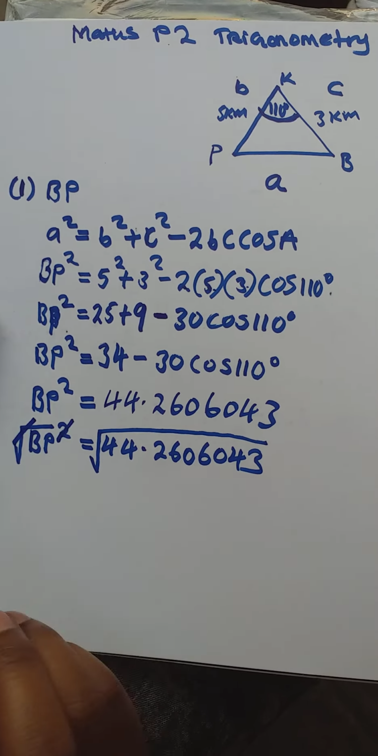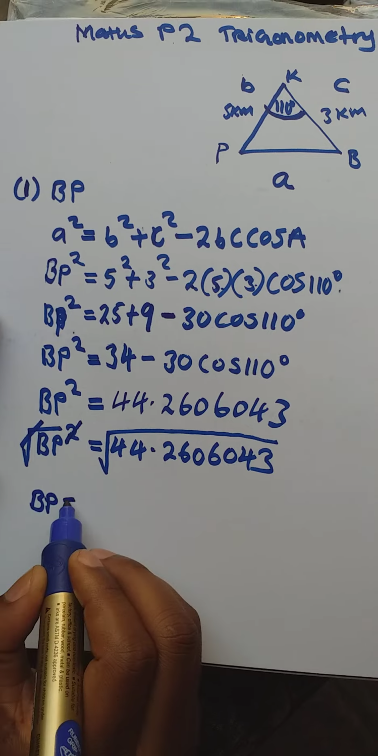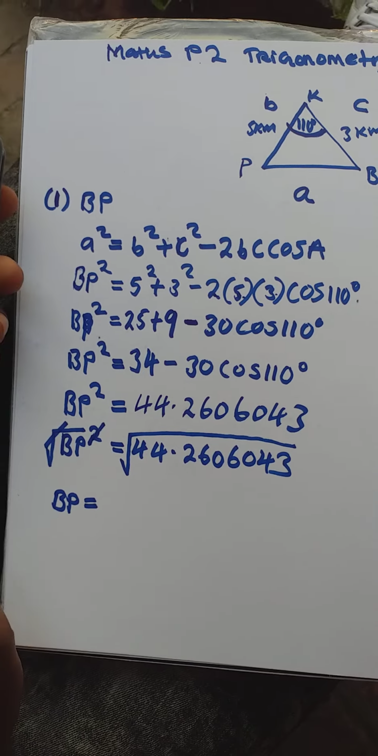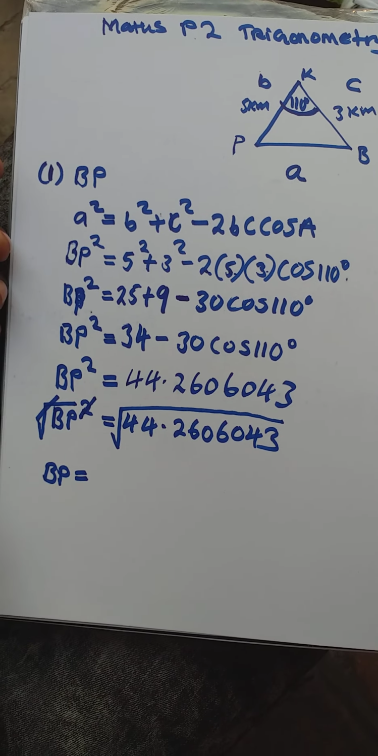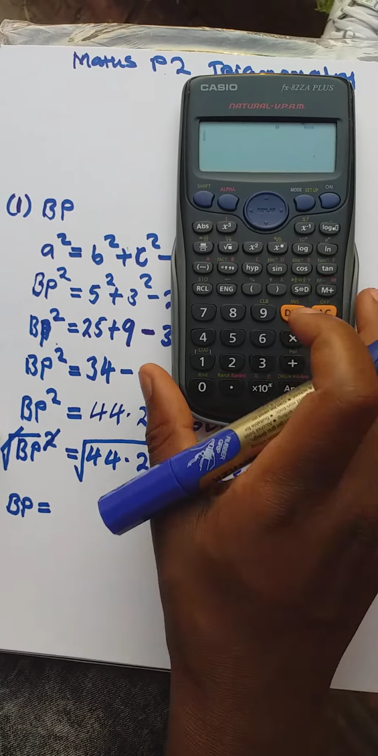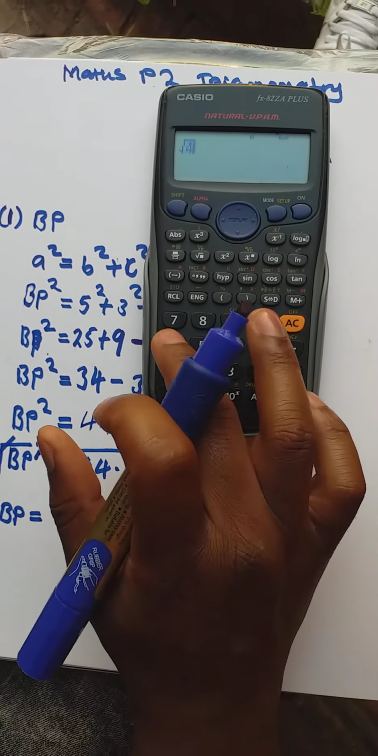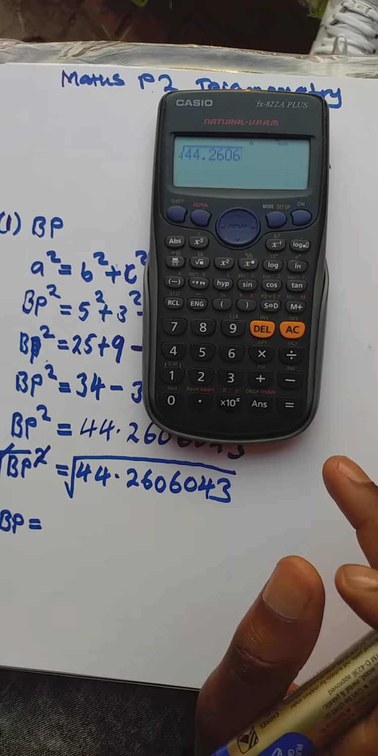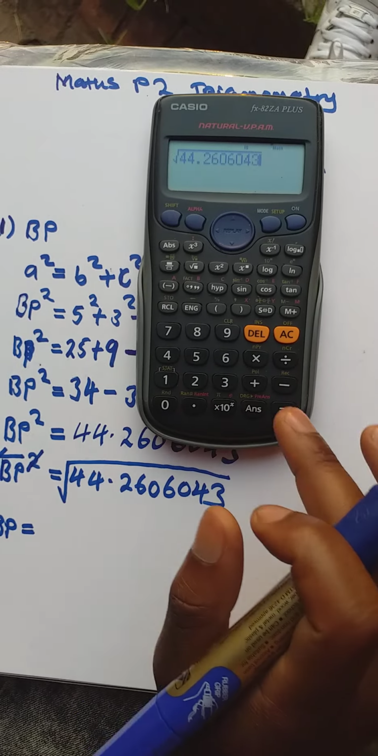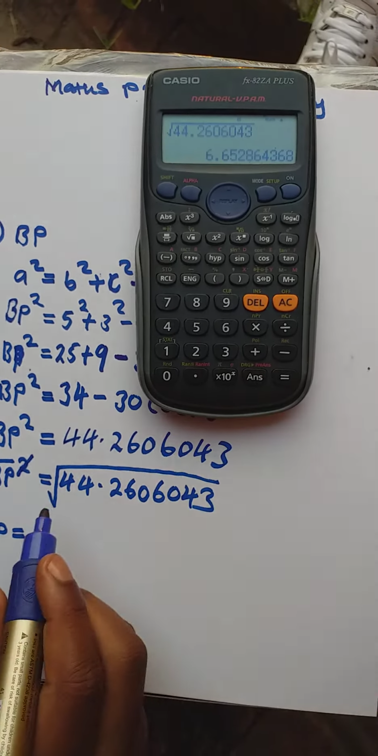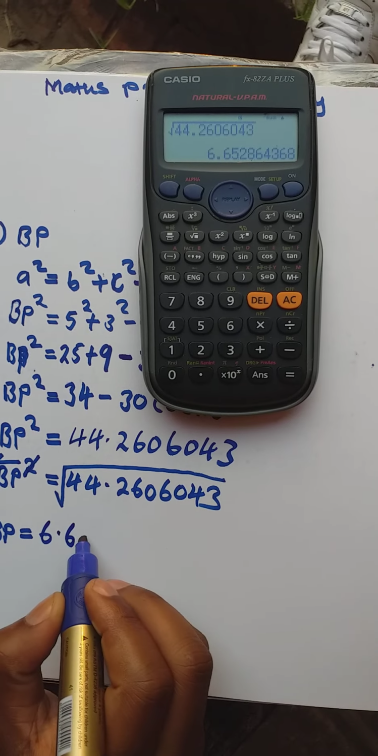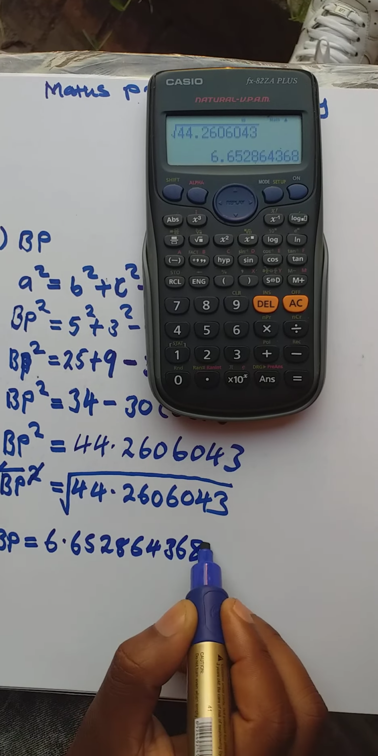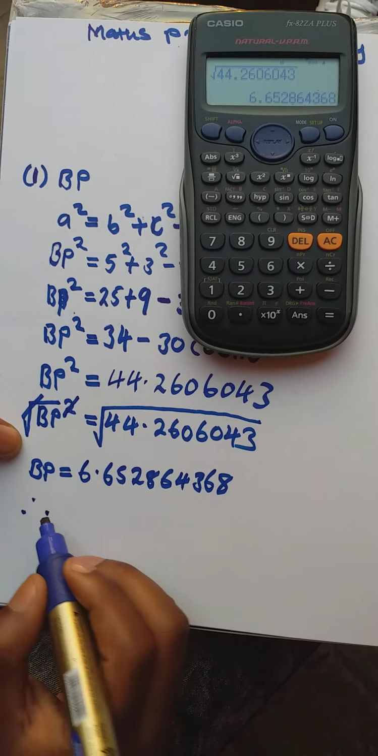So the 2 and the square root cancel, you remain with BP, then you find the square root of 44 point this number. You punch on your calculator square root, then you enter this number, 44.2606043, then equals, and you get the answer, 6.652864368.